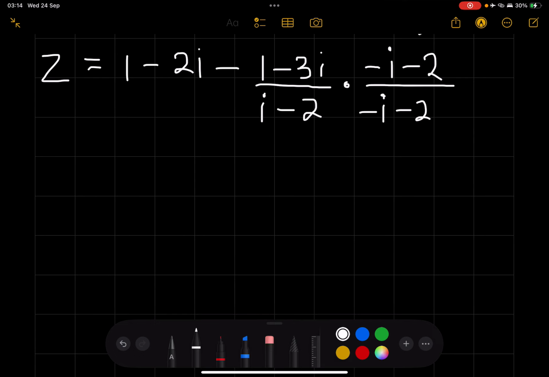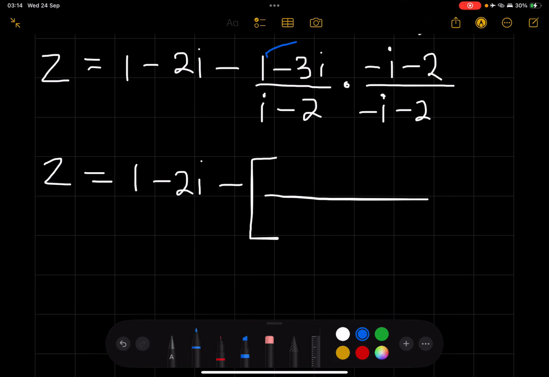Okay, and then we have z equals 1 minus 2i minus, if you check on top, it's going to be 1 times negative i. Okay, let's put a bracket here. For now, we're going to have this times that and this times that. So 1 times minus i is just minus i. Sorry, let's take it back to white. So here we have minus i. And then 1 times negative 2 is negative 2.